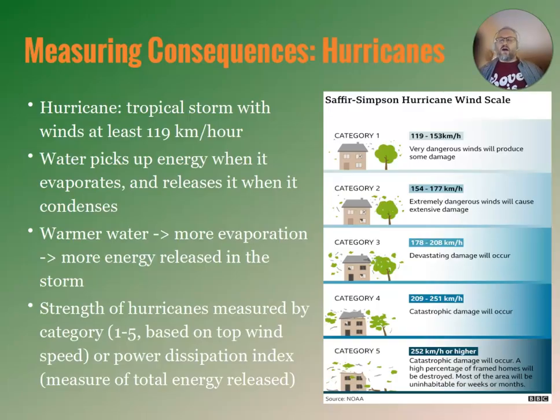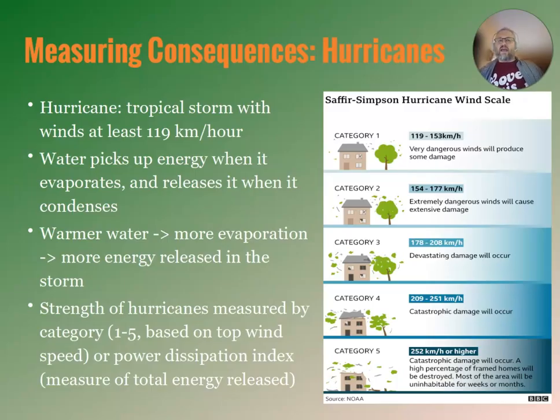Another consequence of climate change that we can measure is hurricanes. So a hurricane is a tropical storm that officially, to be called a hurricane, you have to have winds at least 119 kilometers per hour. So if your winds are weaker than that, we call it a tropical storm or a tropical depression. So that's just the official cutoff for counting as a hurricane.